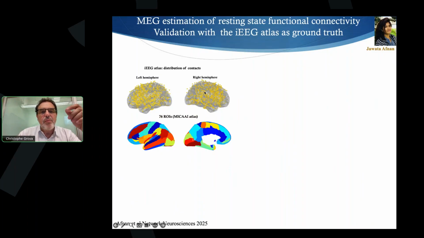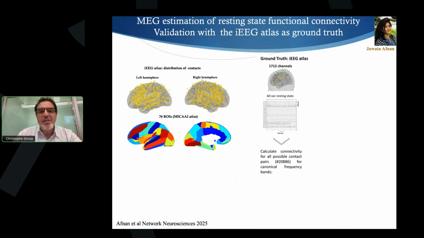And of course, because the atlas is compiling data from different subjects, we could not have a complete all-brain connectome. We could only use data when we had at least 2 channels from the same subject to be compared. So our ground truth here was actually 1,700 channels, so we have almost like 20,000 possible pairs that could be generated.